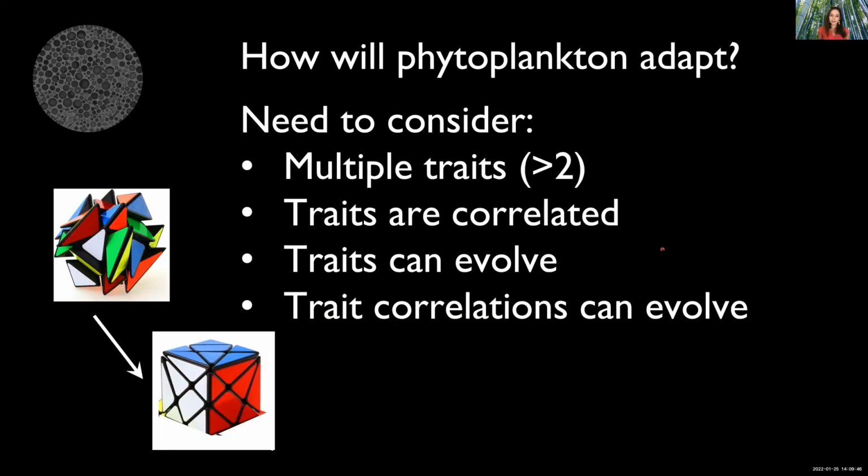So in order to model how phytoplankton will adapt, theoretically, we should try to consider multiple trait phenotype adaptation, so more than just pairwise traits. We have to include the fact that traits are correlated, that traits can evolve, and trait correlations can evolve. So an incredibly complex puzzle.